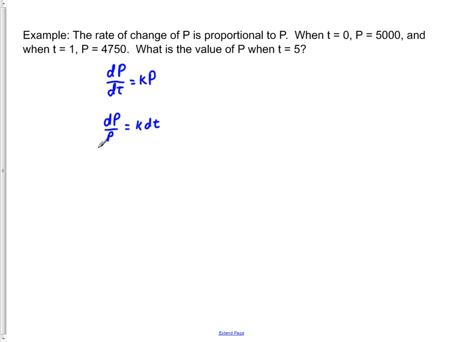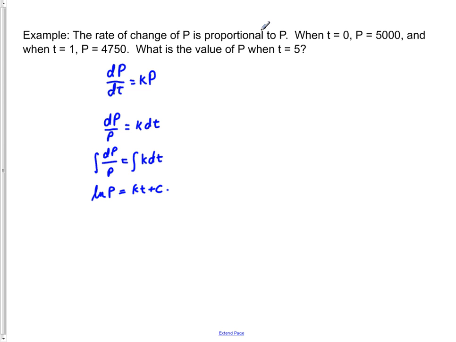All right, so what do we do? Well, we're going to integrate on both sides like we've been doing. So the integral of dp divided by p is going to equal the integral of k times dt. And using our super integral powers here, we know that we're going to get the natural log of p is equal to k times t plus a constant.